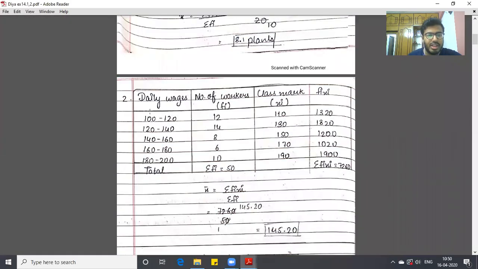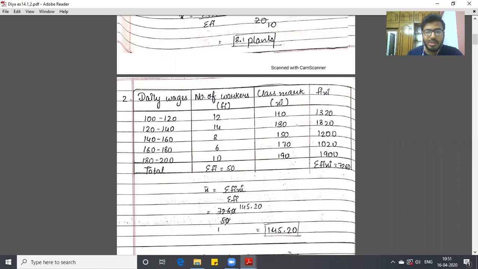Okay. Now daily wages का पहले class लिख दिया. Then number of workers FI भी लिख दिया. Class mark क्या होएगा? Upper limit plus lower limit divided by 2. So 110. Now here the difference is what? 20 difference is there. So what you have to do? You have to add 20, 20. You have to just add it. Okay. 110, 130, 150, 170, 190.